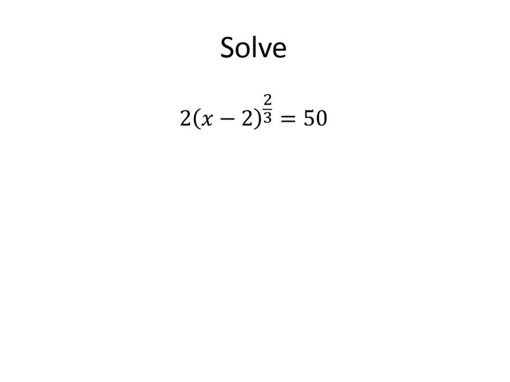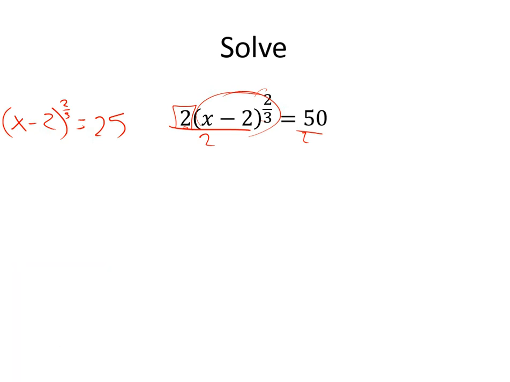Okay, so looking at this one. We have 2 parenthesis x minus 2 to the 2/3 equals 50, and we want to solve for x. So the first thing we want to do is get rid of this 2 because we want to get the power, this whole thing, all by itself. So we divide both sides by 2. That gets us x minus 2 to the 2/3 is equal to 25.